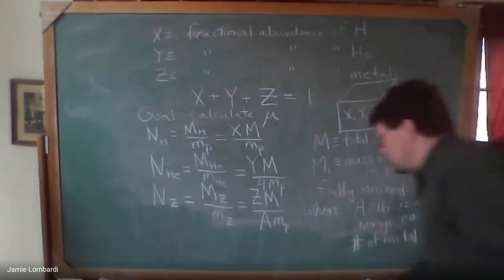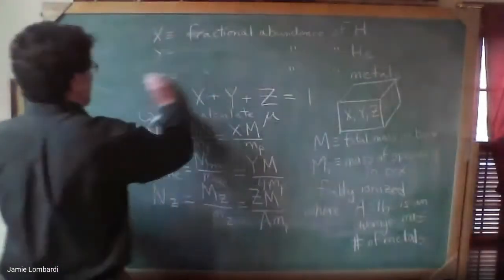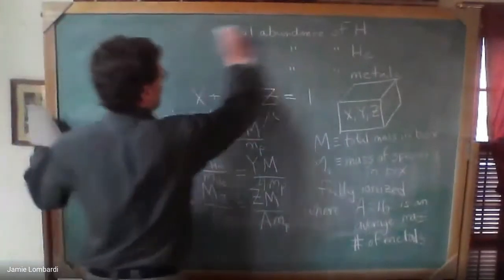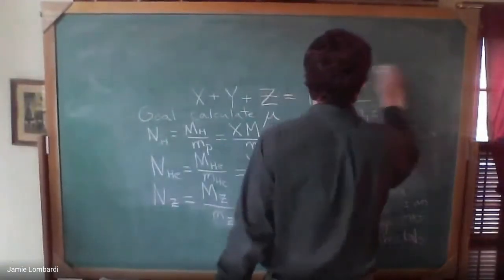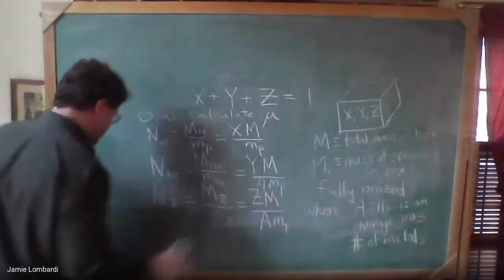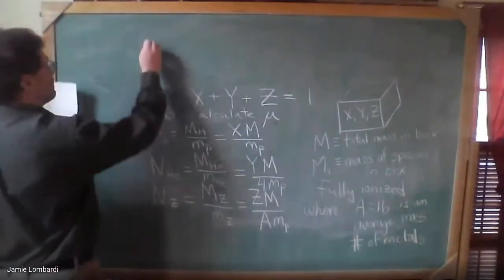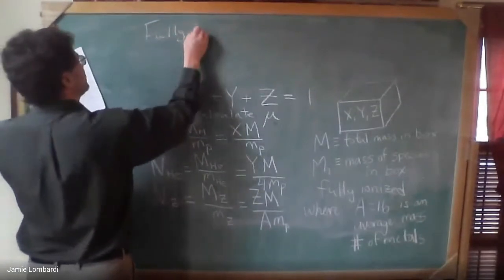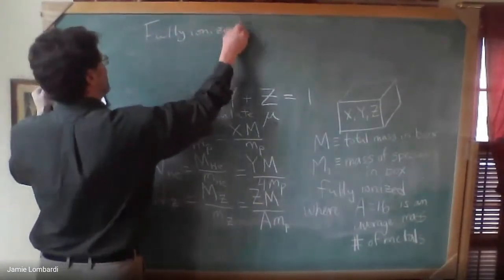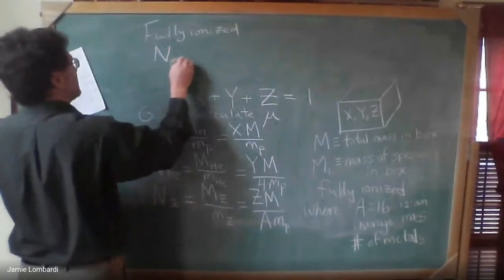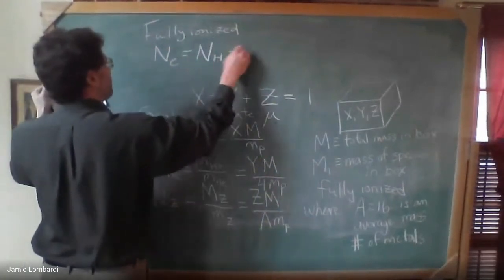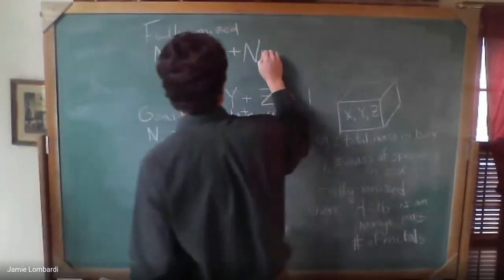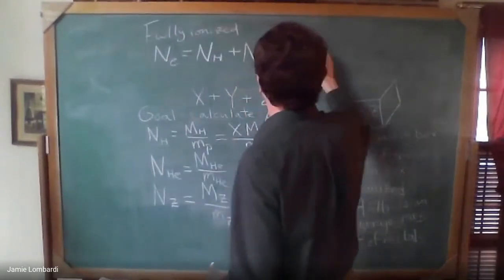So we said that this gas is fully ionized. And so if we want to take into account the number of things, we also need to take into account the number of electrons. It's fully ionized, so the number of electrons is the number of hydrogens plus the number of heliums plus the number of metals.